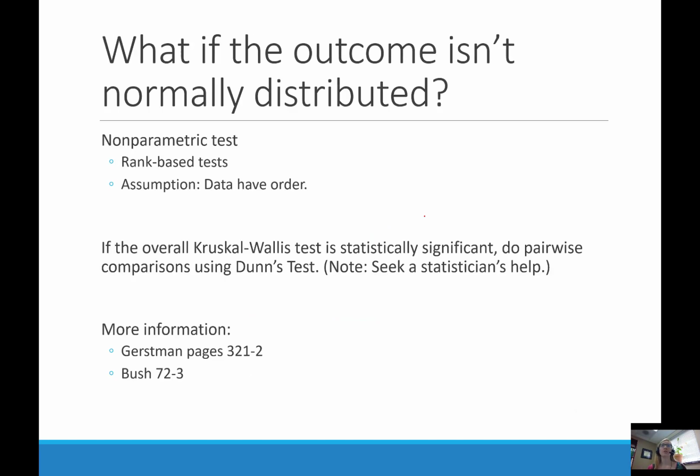From the last lecture, the Kruskal-Wallis test is the nonparametric version of ANOVA. If that overall test is statistically significant, you should do pairwise comparisons using Dunn's test. However, instead of doing this on your own, I strongly encourage you to seek a statistician's help to perform these tests. Now let's look at study example 2.